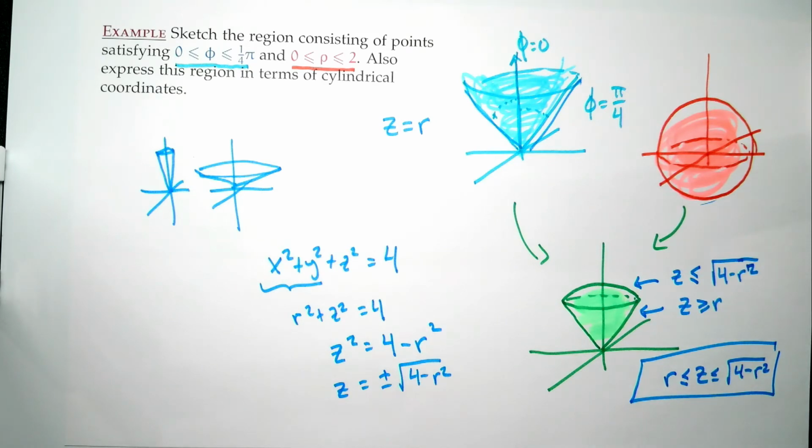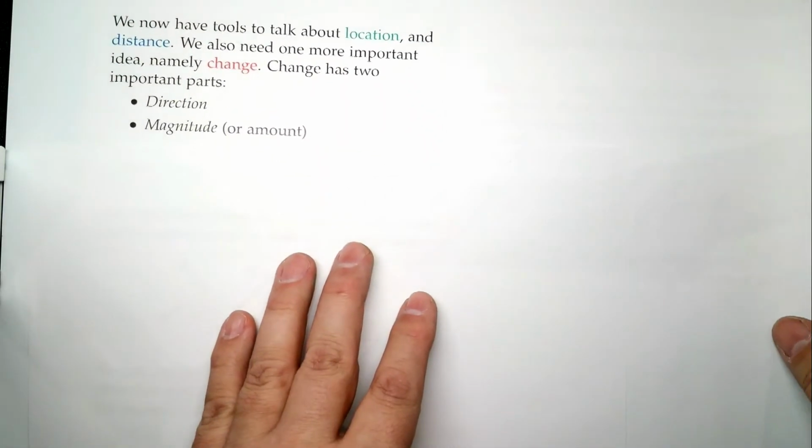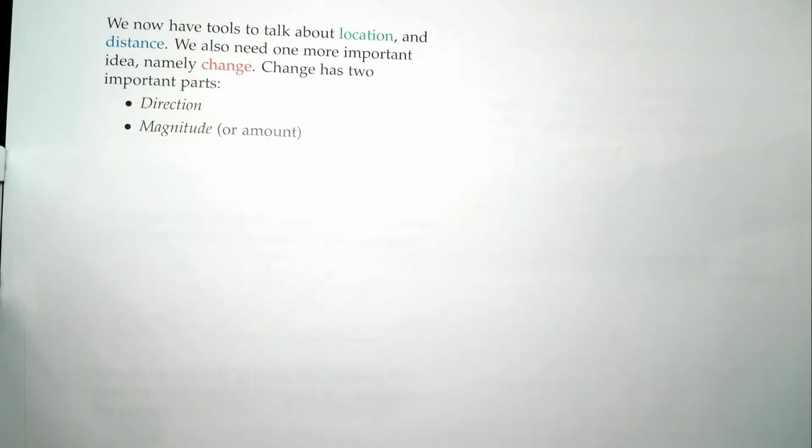All right, now on to our next topic. For our next topic, we're going to keep going and understanding things. Where are we at? Well, we've talked about coordinate systems. We've also talked about distance. And so the next thing we need to talk about is change. In other words, I want to say, how do points compare? That's really what I'm after.